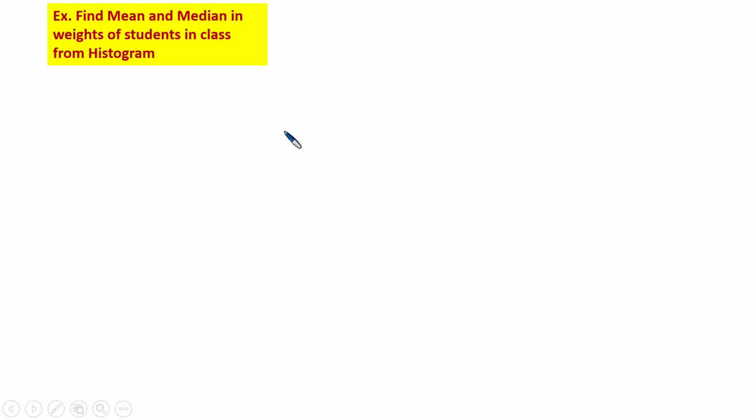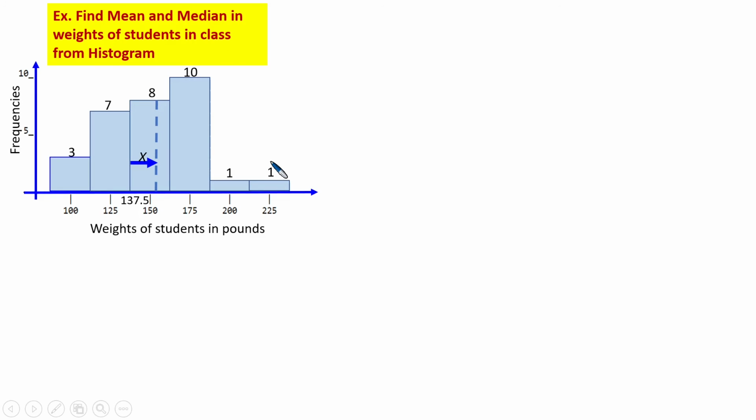So let us find the mean and median of the weights of students in a class from a histogram. You have not been given data, but you have been given a histogram. These are the frequencies. This is the weight of a student in pounds. In this class range, you have 3 students. This is 100 and 125, so the width is 25. This side is 100 minus 12.5 and this line is 100 plus 12.5.